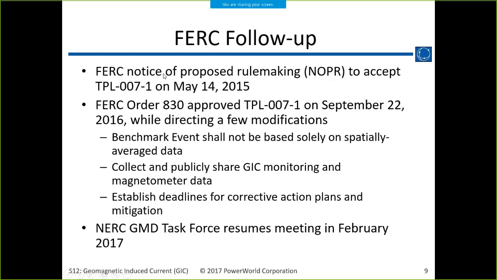So FERC followed up and then made a follow-up order that basically just directed a few modifications to the TPL 007-1. One of them being that the benchmark event shall not be based solely on spatially averaged data. So in other words, the idea that, as Tom was mentioning, you got 5 volts per kilometer all over the West is perhaps not the best assumption. You should also study situations where you have areas of high GIC, and maybe the rest of the system is not so much.